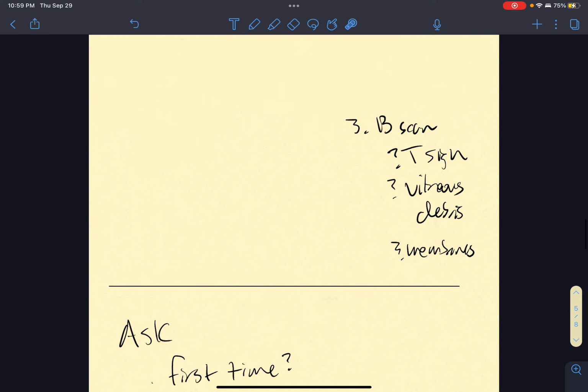And then finally, if you're not sure, or you can't see, do a B scan. Look for the posterior T sign, which is a sign of posterior scleritis. I didn't really understand what that was as a resident until later on. Basically, fluid is in between the sclera and the retina, so it looks like a thin black line intervening.